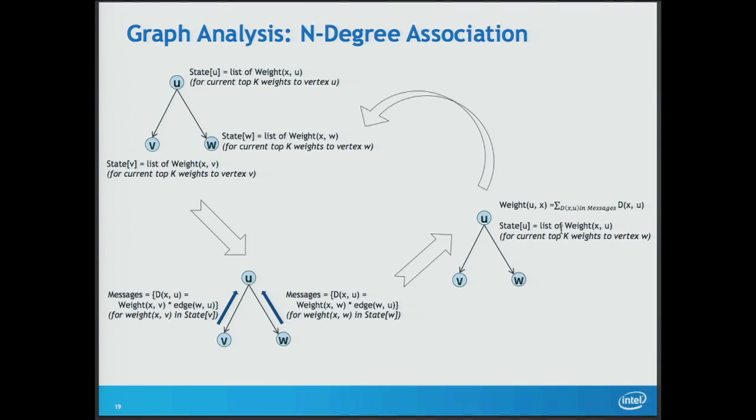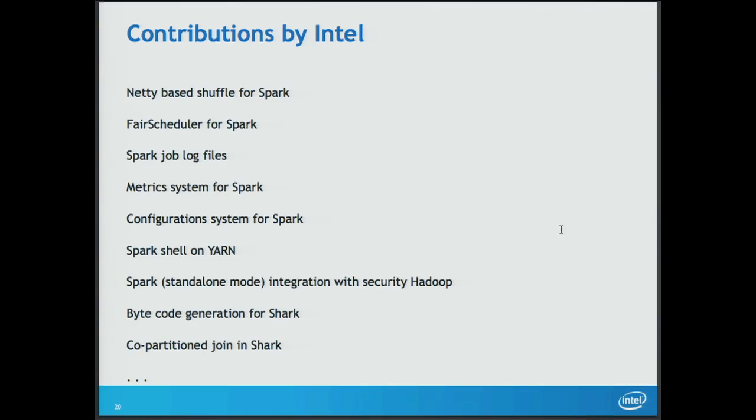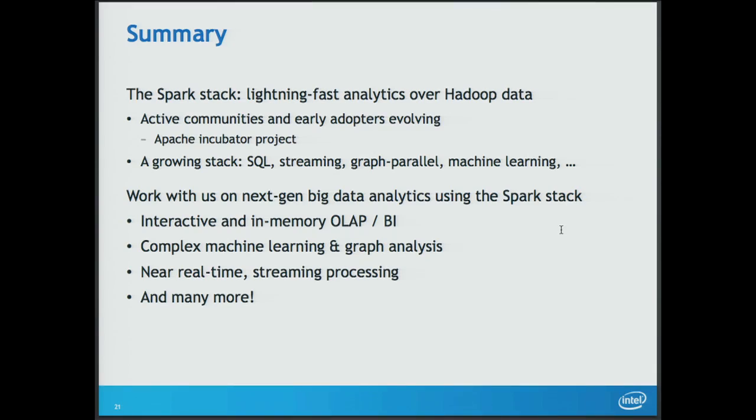So those are the three different use cases that we are working on at Intel with our users, especially those big websites. And along the way, we have contributed a fair amount of code and functionality to the Spark stack, and we will continue to do that. In summary, we have shown a few real-world use cases, which we think represent the general trend of the next generation of real-time data analytics. And we see the Spark stack providing a great foundation for these new big data analytics applications.